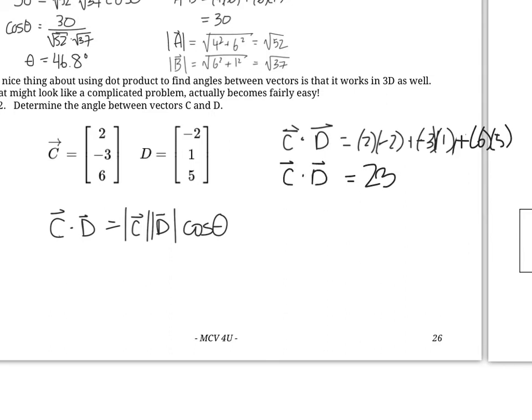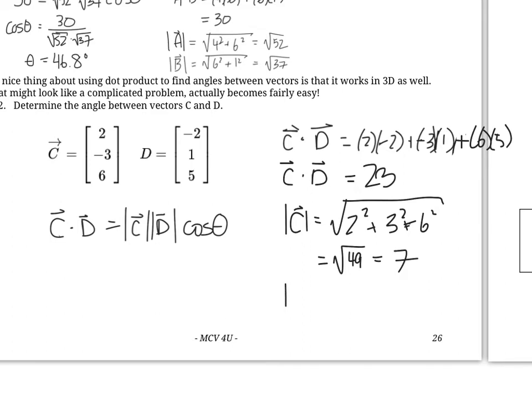We can also find the magnitude of C just by using our 3D Pythagorean theorem. It's just going to be the square root of 2 squared plus 3 squared plus 6 squared. Again, I'm ignoring the negative sign of the 3 because we're just finding the magnitude here, and negative 3 squared is just 9 anyways. So the magnitude of C is going to come out to root of 49, which we can just write as 7. And then the magnitude of D, same idea, 2 squared plus 1 squared plus 5 squared, and take the square root of that. So the magnitude of D ends up being the root of 30.